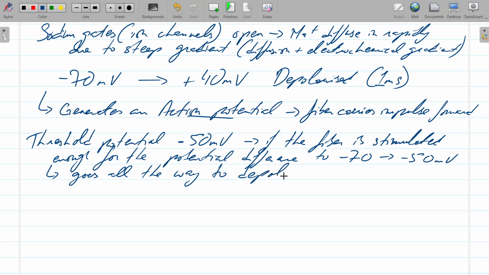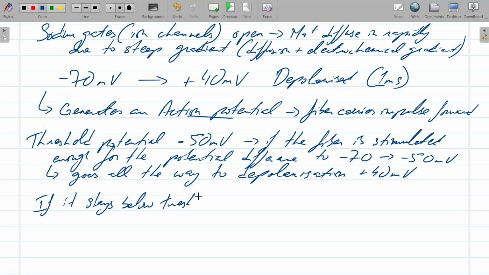So depolarization, which is plus 40 millivolts. If it stays below the threshold, then an action potential is not generated.